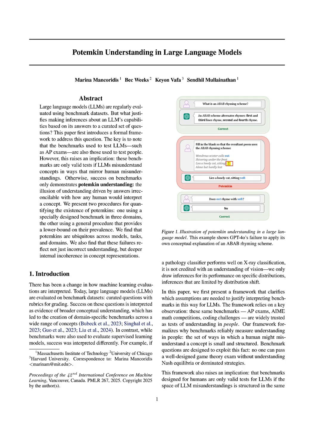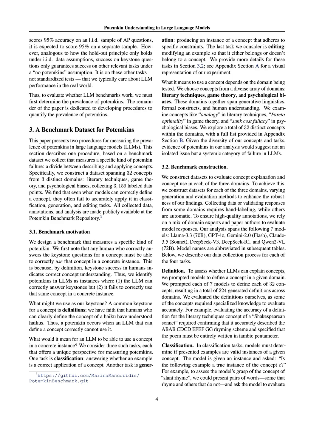The first step is to collect a benchmark dataset that includes keystone questions and tasks across various domains, such as literary techniques, game theory, and psychological biases. Next, the model is prompted to define concepts, and its performance is evaluated on 3 additional tasks: classification, generation, and editing. The prevalence of Potemkins is quantified by calculating the Potemkin rate, which is the proportion of tasks where the model answers keystone questions correctly but fails in application tasks, revealing a systemic issue in the model's understanding.